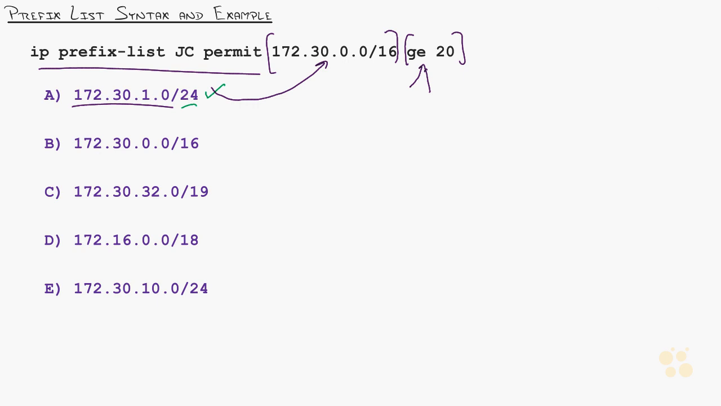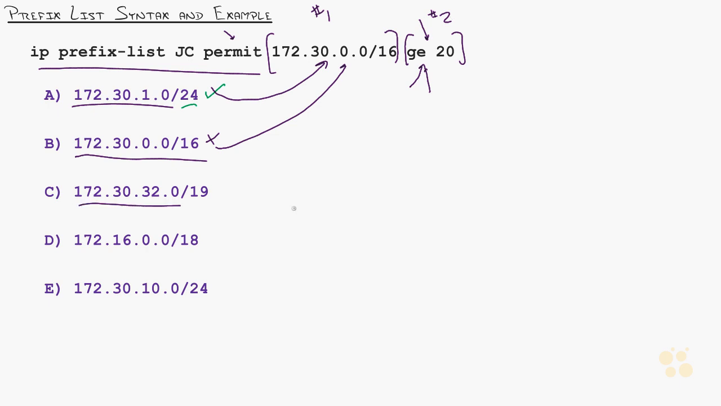Now, okay. Hang with me here. Look at this one. 172.30.0.0/16. It is the subnet. Of course it matches, but it does not pass this permit statement because its subnet mask is not greater than or equal to 20. That's why I say the biggest thing you can do is always think of this as a two-check system. It did not meet the specificity requirements.